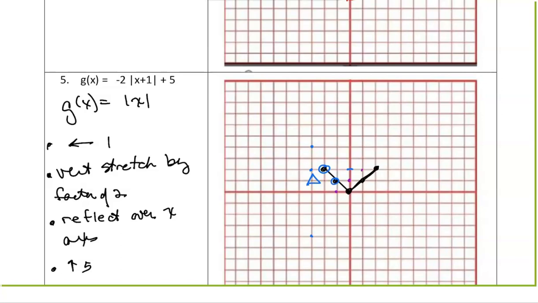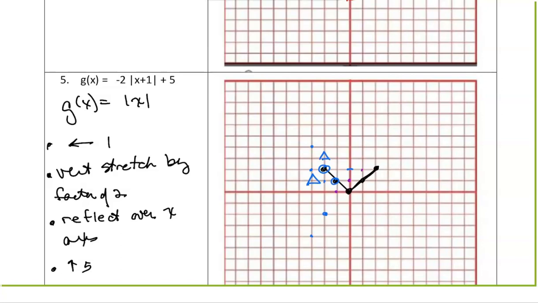Okay, go to our next point, and this says go left 1. That puts me right here. Then I'm going to look at that. Is that 1? If I double that, I'm at 2. Then I'm going to go over the x-axis, and that puts me right here. And then I'm going to go up 5. 1, 2, 3, 4, and 5. So it looks like I'm going up there.